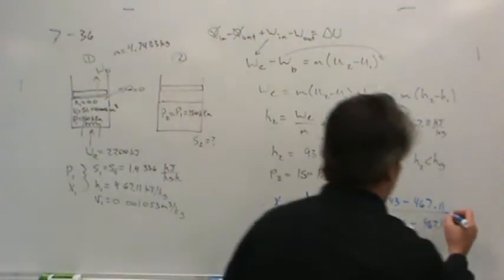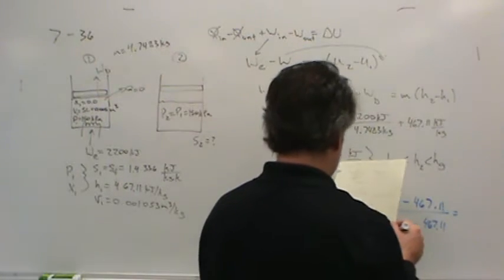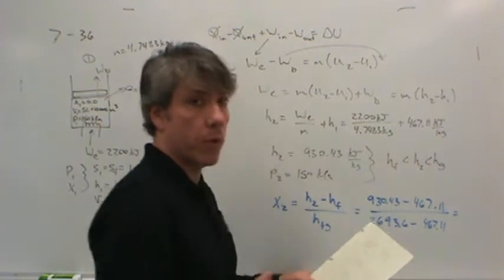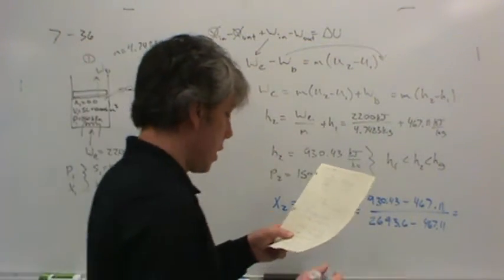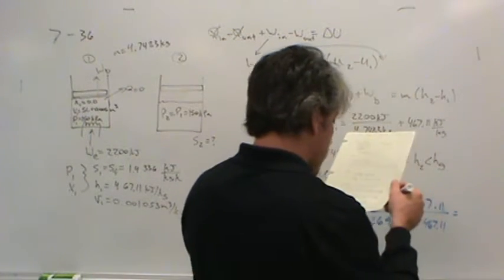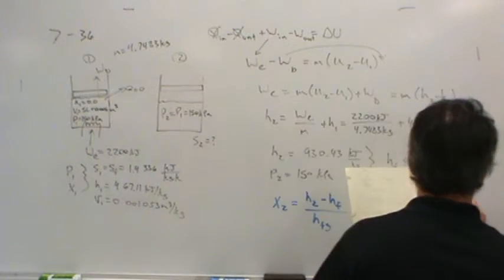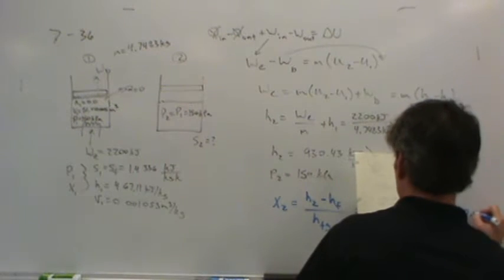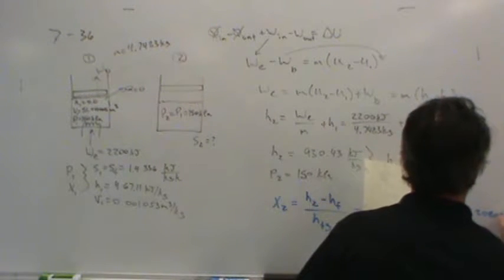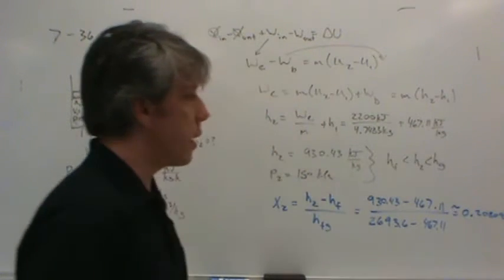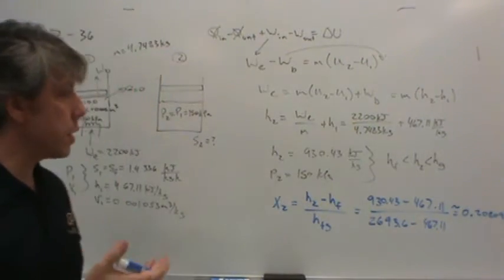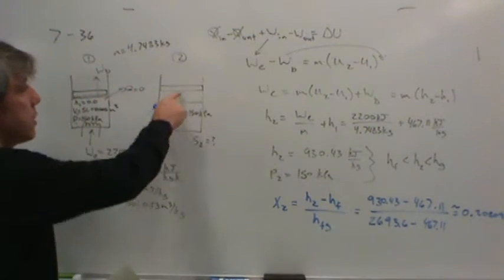So we'll get out the quality as a fraction. Of course, it has to be less than 1. If you get a number more than 1, you've done something wrong. Or if you get a negative number, you've done something wrong. Anyway, this comes out to about 0.208094. So what does that mean? Well, that means about 21% of the mass is in the vapor phase.